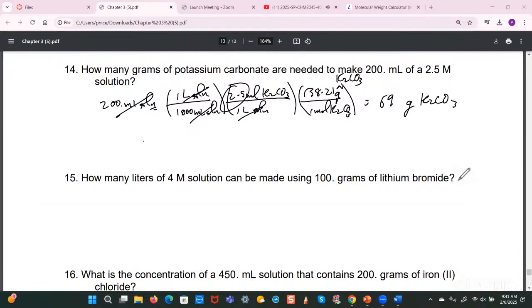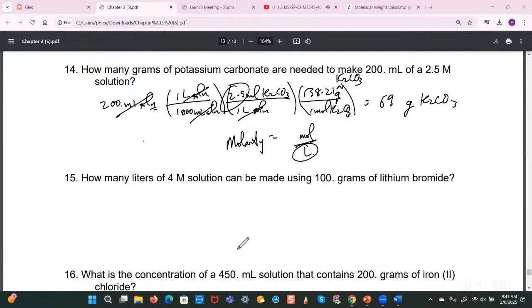Let me hear what you have to suggest concerning number 15. It says, how many liters of a 4M solution can be made using 100 grams of lithium bromide? So how would you do that problem? They gave you the molarity and they gave you the mass. And remember, molarity is equal to moles per liter, right? So what the question is asking for is this.